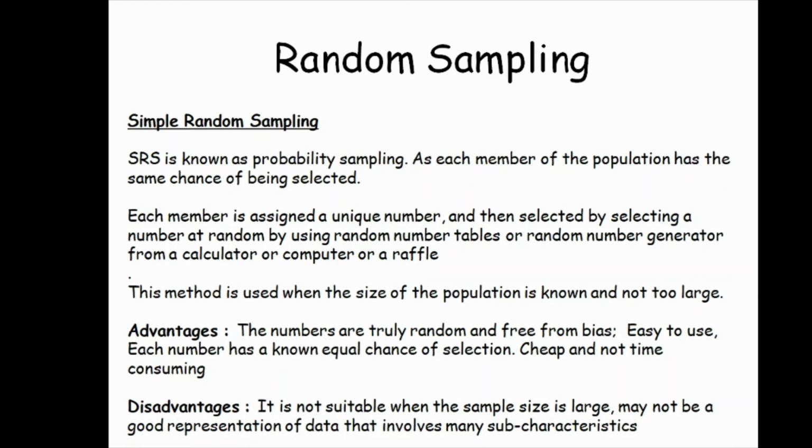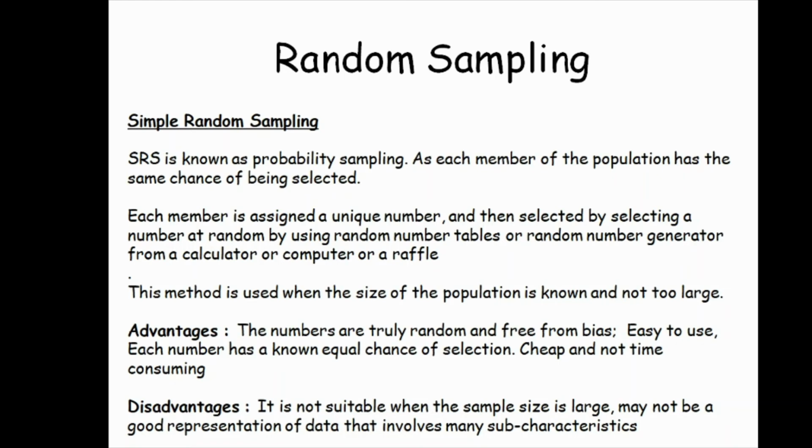Now the disadvantage of this is that it's not suitable when the sample size is large. If you imagine that I'm going to try and collect a sample of, let's say, a school that's got 3,000 students, assigning them with a number can be quite difficult. Now obviously school's probably a bad example because they probably have a register with all their names on the system, but in other situations, it might not be feasible.